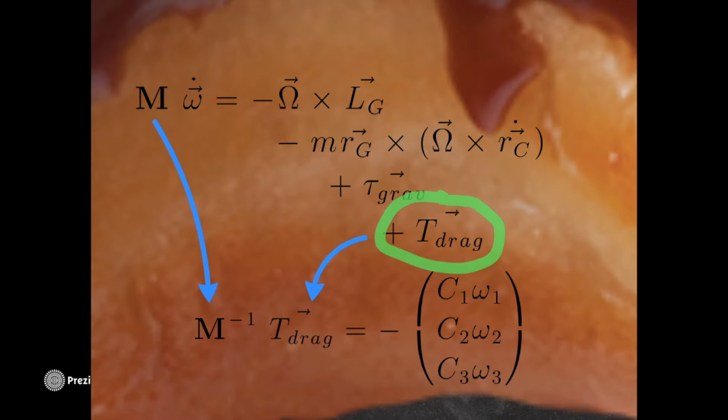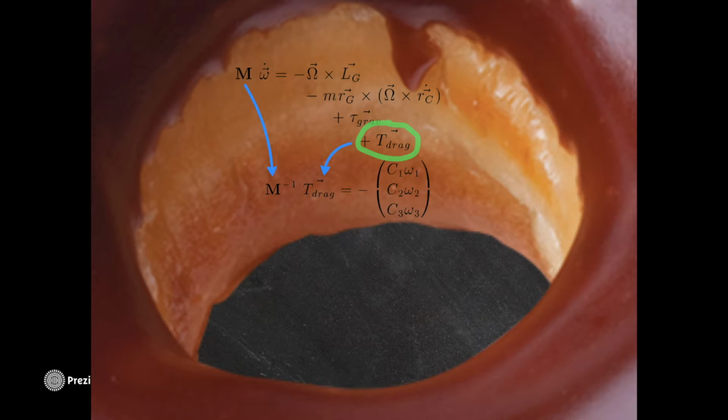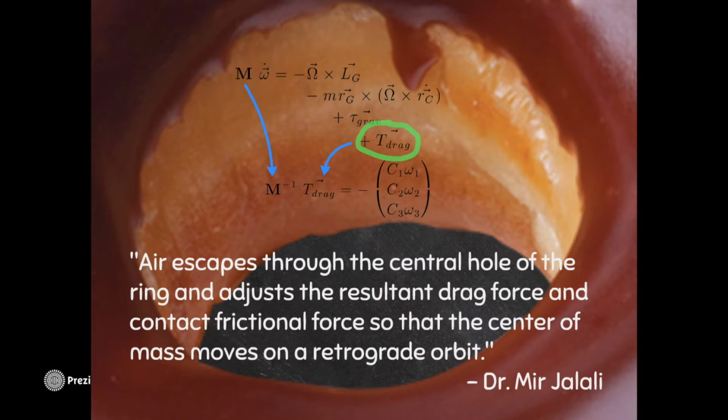They say, we assume that it's proportional to the angular velocity and that it points in the opposite direction. That's kind of what we typically do with friction. We assume it's proportional to velocity and it acts to slow it down with some coefficient. So it's not going to act on each axis of rotation the same, but it's going to work to reduce those velocities. Just to make sure, I actually emailed the lead author because I was having a hard time understanding this. He says, air escapes through the central hole of the ring and adjusts the resultant drag force and contact frictional force so that the center of mass moves on a retrograde orbit.